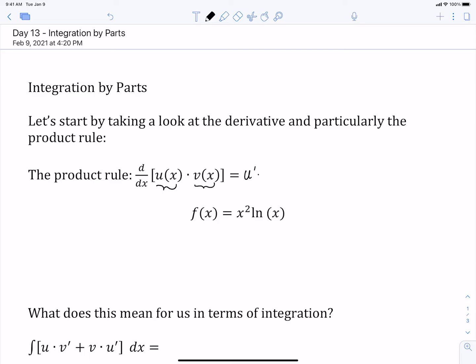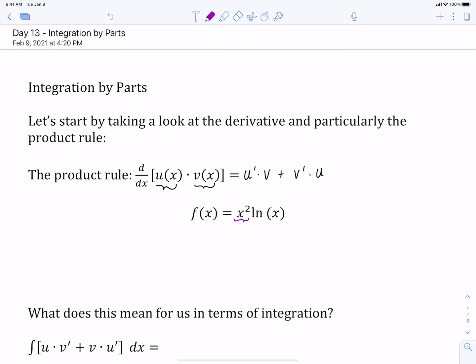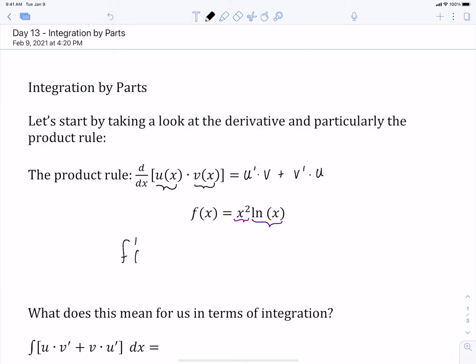we take the derivative of the first function times the second function, plus the derivative of the second function times the first. So if we're looking at our example here, we've got x squared as our first function and natural log of x as our second function. So our derivative of this is going to be the derivative of that first function times our second, plus the derivative of the second function times the first.